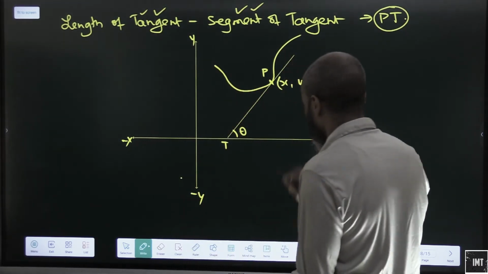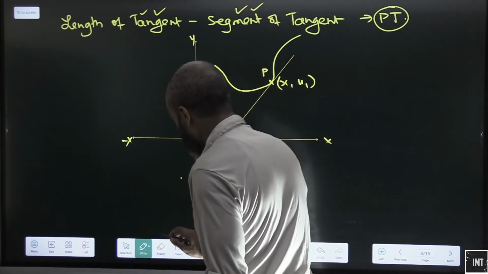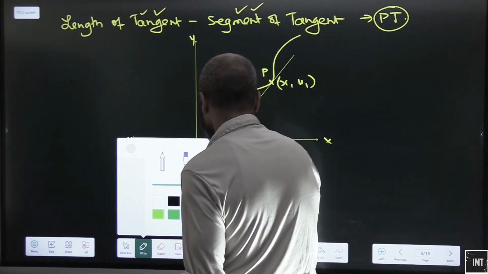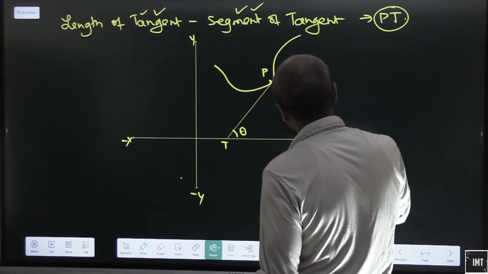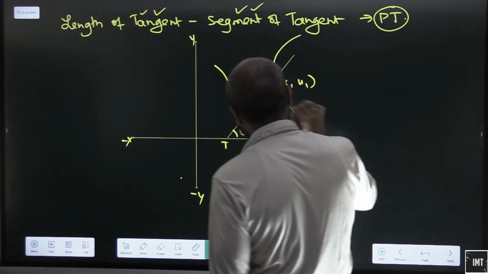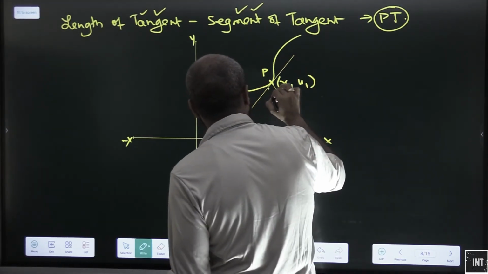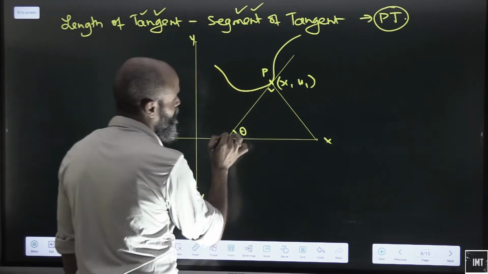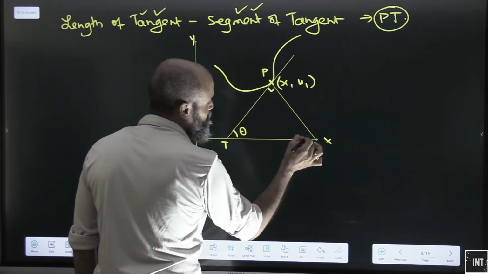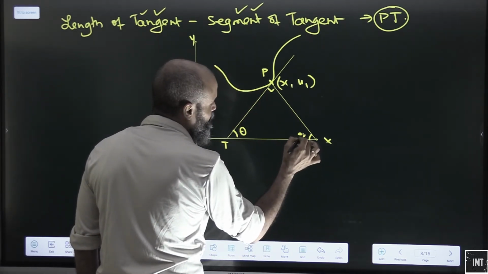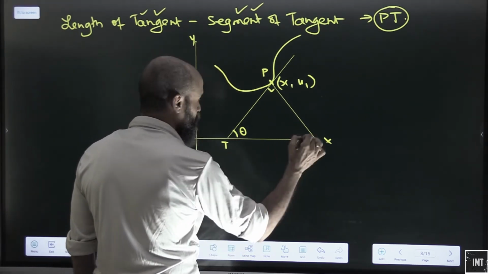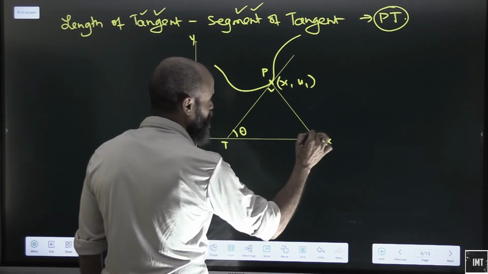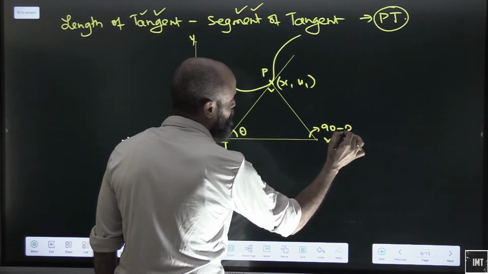Let's say I draw a normal here, so this will be 90. If I draw a normal here, this is theta, this is 90, so obviously this will be 90. What will this angle be? This angle will be 90 minus theta.